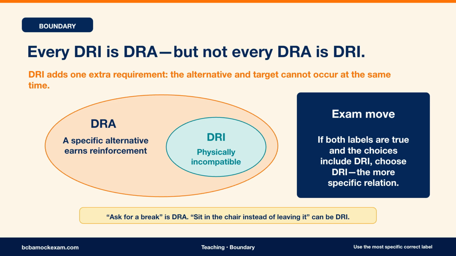DRI sits inside the broader DRA family. Every DRI procedure reinforces an alternative, but DRI adds physical incompatibility. When both DRA and DRI are offered and the stem clearly establishes that the responses cannot co-occur, choose DRI because it captures the more specific relation.